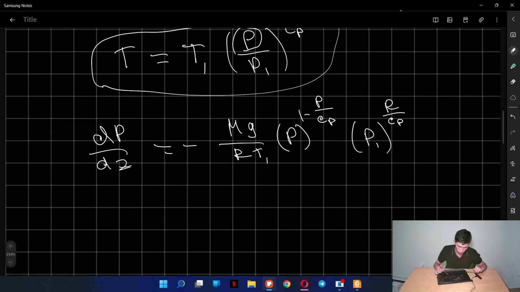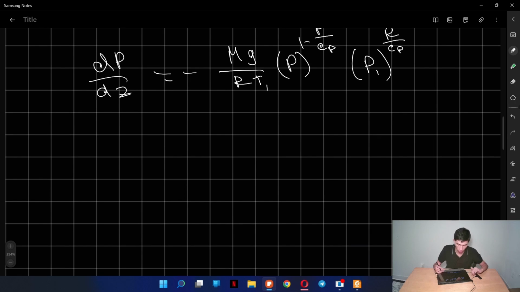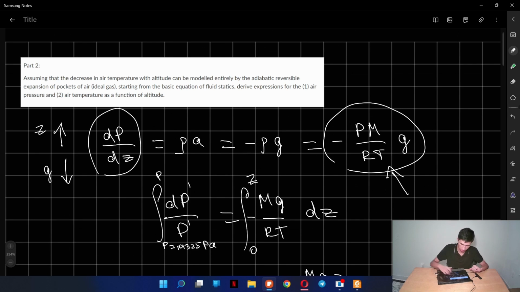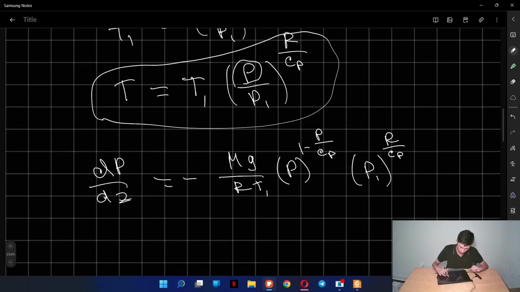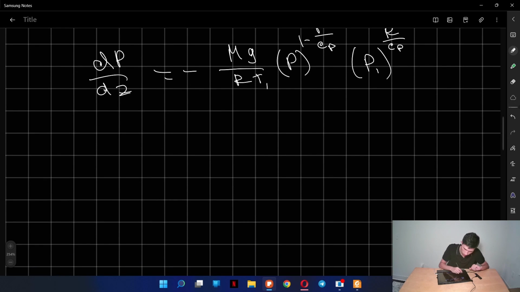So I'm gonna move the pressures to this side and dz to the right hand side, to kind of change how it looks with this equation. Okay, I'm gonna move the pressure to this side, so it's just gonna become pressure. We're gonna change the power of it, so it's just gonna become R over Cp minus 1 when we shift it to this side.